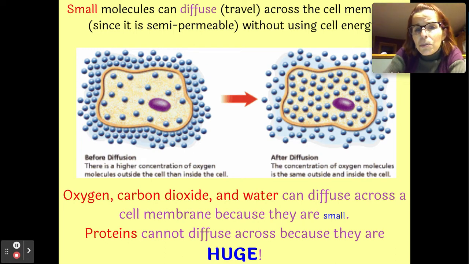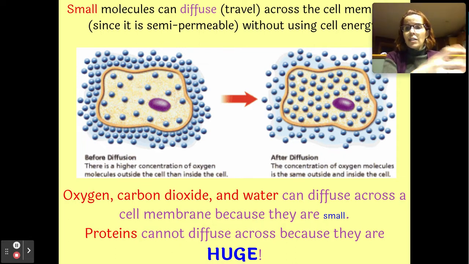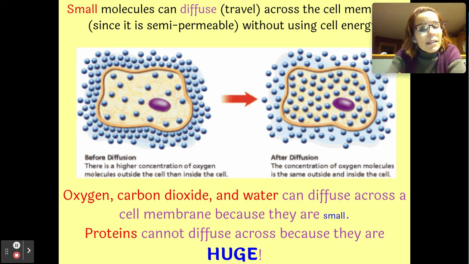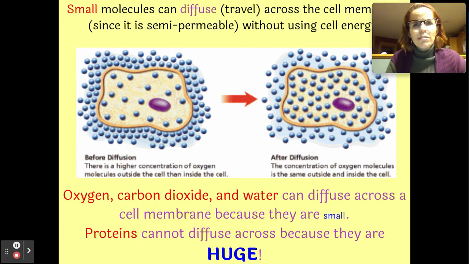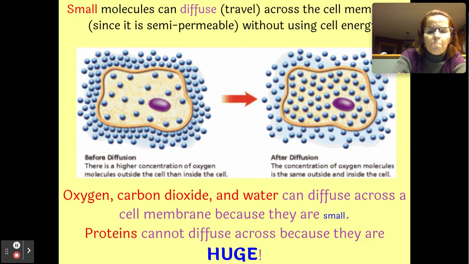So what kind of molecules are we talking about that are coming and going in the cell membrane and that can do it without energy? Well, things like oxygen. Oxygen needs to come in so the cell can make ATP, the energy. Carbon dioxide gets made in our cells and it needs to be released. It's like a poison, and we've got to exhale it out to get that out of our bodies. And then water, of course, needs to come and go in our cells. So those can diffuse across our cell membrane because they're really little.